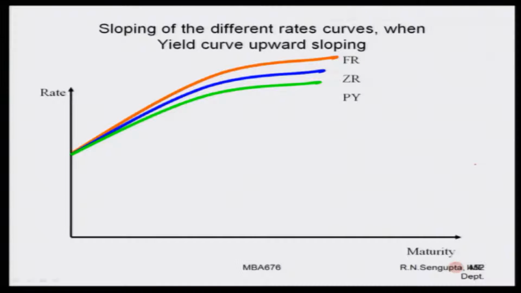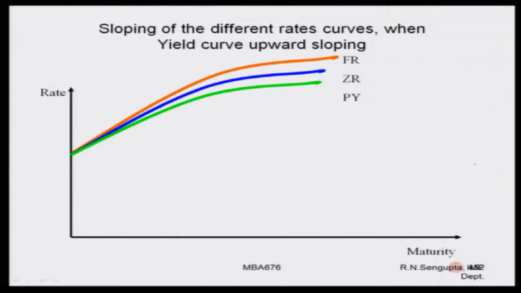Now if you draw the slope for the different rate curves, where F is the forward rate, ZR is the zero rate, and P is the par yield. If you have a yield curve which is sloping upwards, then the forward rate, the zero rate and the par yield would look like this, where the forward rate would be the red one on the topmost, then you have the zero rate and the par yield.